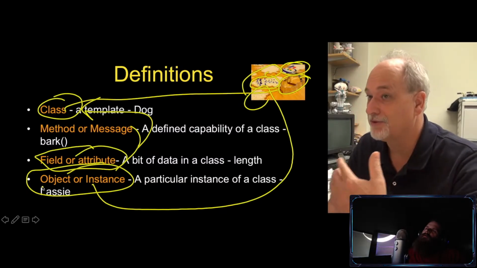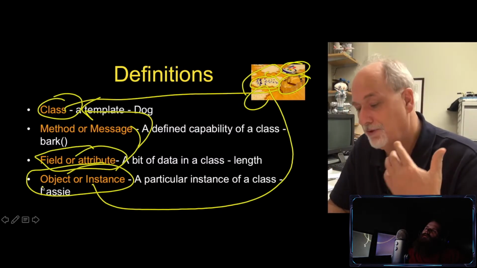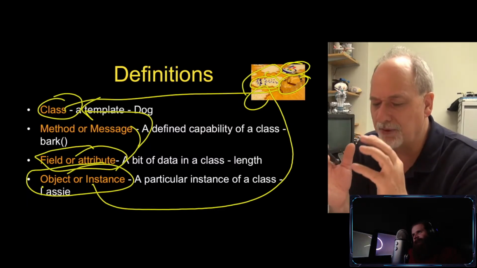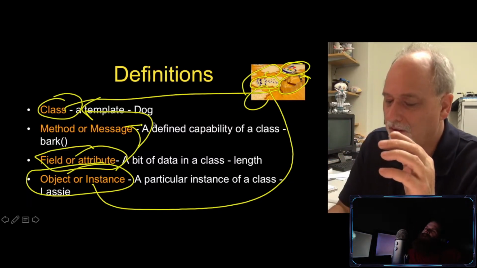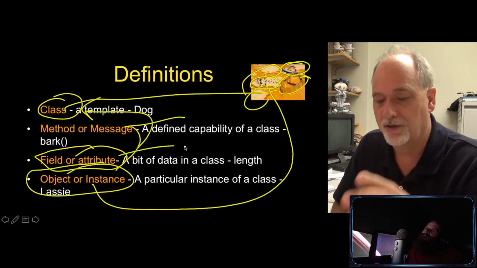You can define variables outside the class that you use in your program, and you've been doing that all along. But if you're saying, I'm going to build this capability, and it's going to have data inside of it and code inside of it, the code is the method or message, and the data is the field or attribute.